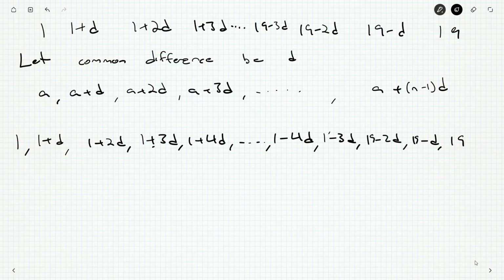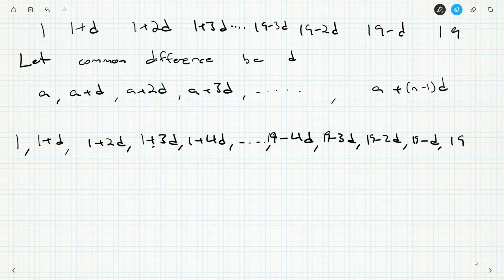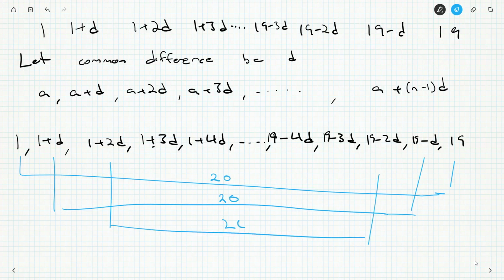Now, how does this help me figure things out? Well, if I take a look at pairs here, I know what 1 plus 19 is. It's 20. But if I look at the next innermost pair, I get 20 as well. 20, 20, 20, 20. This is going to keep going. I'm just going to keep adding up pairs of 20.